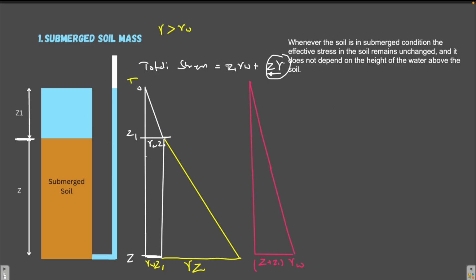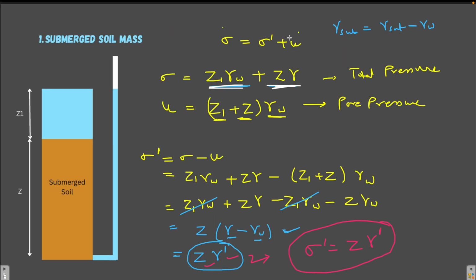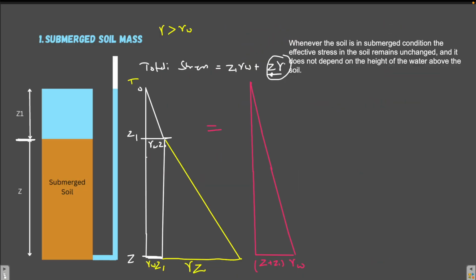Now we know that total stress is equal to effective stress plus the pore water pressure, right? If we want to find out the effective stress, we have to subtract the pore water pressure from the total stress. So let's draw the effective stress diagram. For that, you see here the pore water pressure at this level is Z1 into gamma W, and here it is Z1 into gamma W. At this level it is the same.